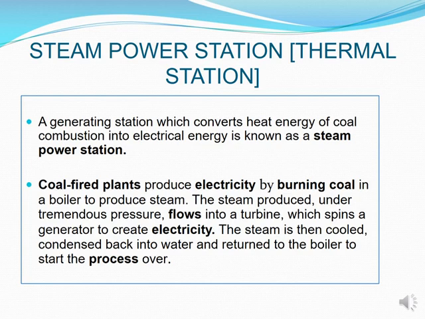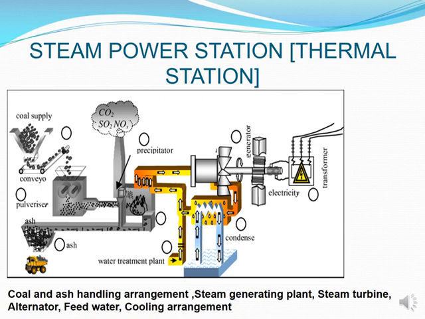So the steam is then cooled off and it condenses back into water, which we then return back to the boiler, and the process will start all over again. So in the station, you had heat energy of the coal that was utilized to burn that coal and transferred into electrical energy, which is what we got out of the generator.